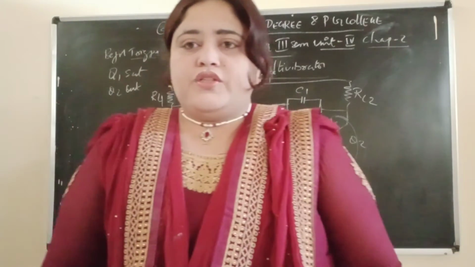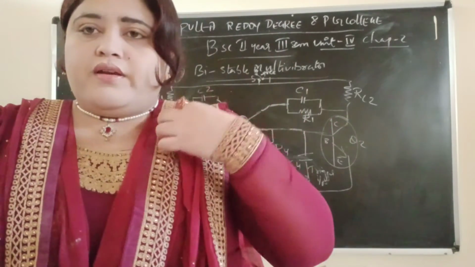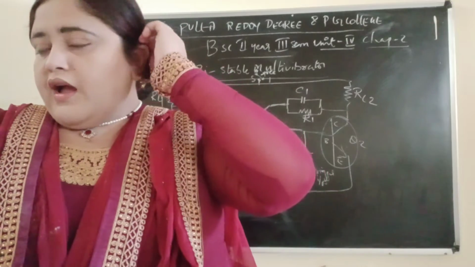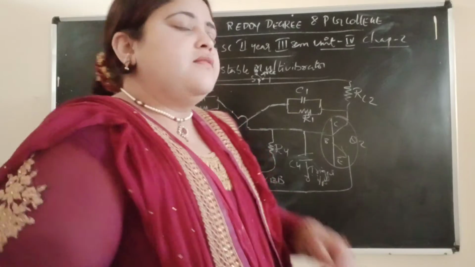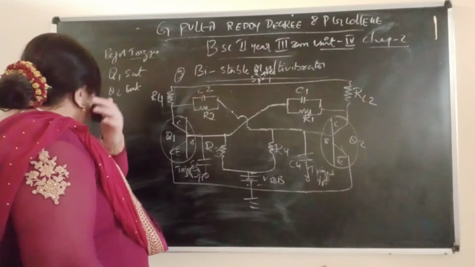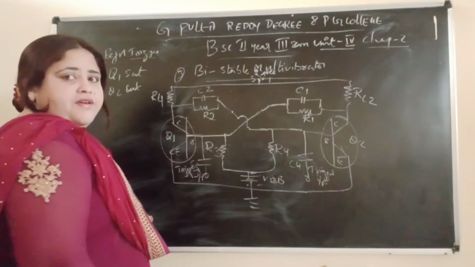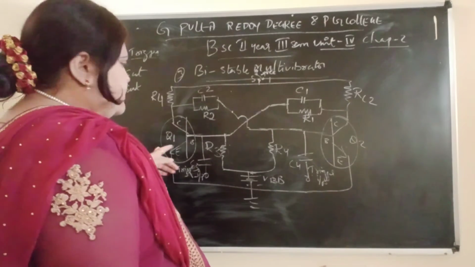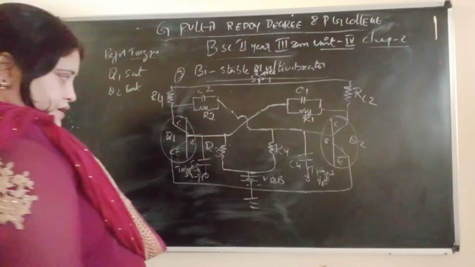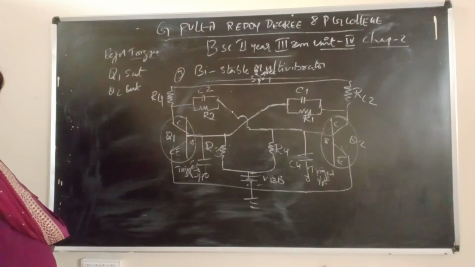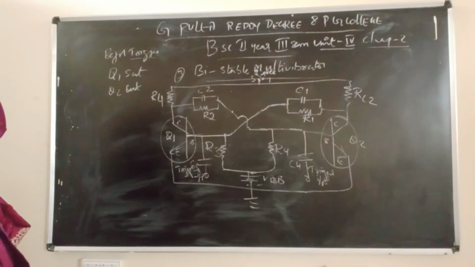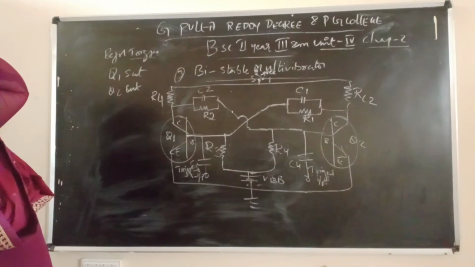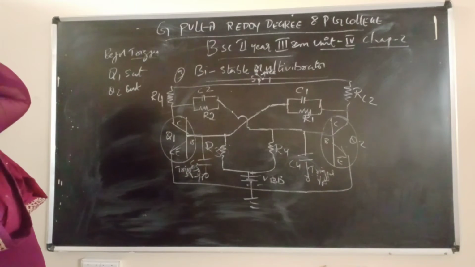So this is the position of your transistors before trigger pulse. Okay, now after trigger pulse, what will be the position of your transistors? After trigger pulse, the position of your transistors will be different. You can give the trigger pulse either to Q1 or to Q2, your wish. Here we are giving a trigger pulse either to Q1 or you can give the trigger pulse to Q2.